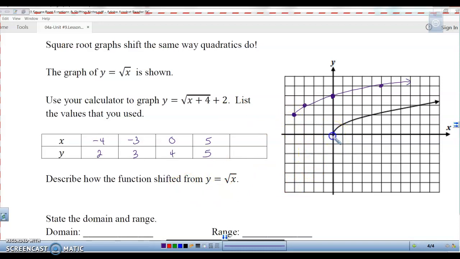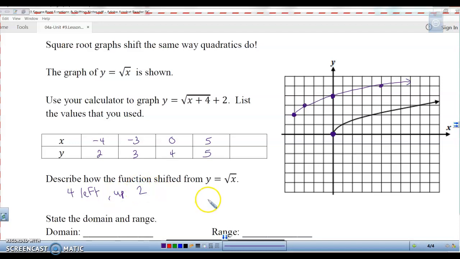All right, so here is my starting point there, and here is my starting point here. How did we shift for the x values? All right, we went 1, 2, 3, 4 to the left. So we went 4 left. 4 to the left. And then what did we do for the y's? We went up 2.